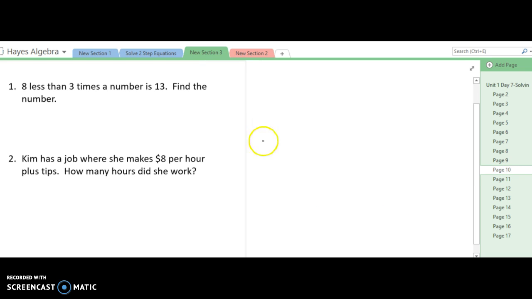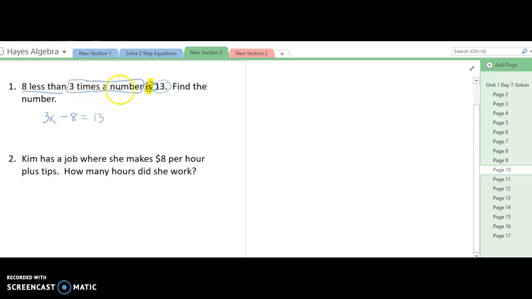So here it says 8 less than 3 times a number is 13. So you're 8 less than 3 times a number. So first thing you're going to start with is 3 times a number. And since you're 8 less than that, what are we going to do? Less than means we're going to subtract it. And "is" means equals. That's key. That's your equal sign. So it's equal to what? 13.